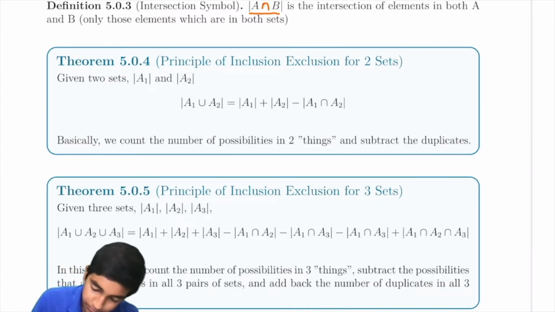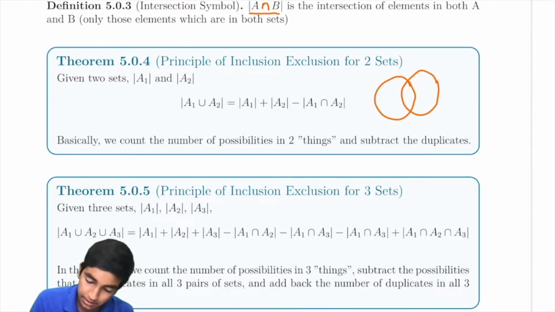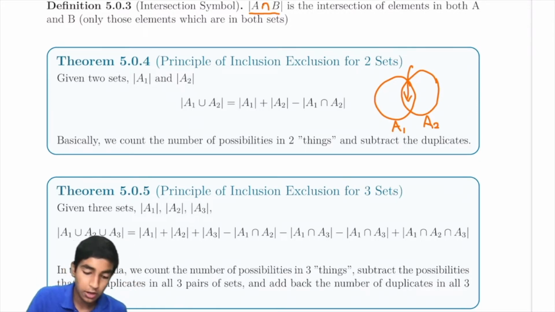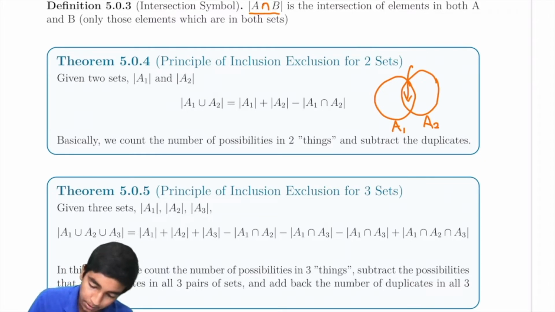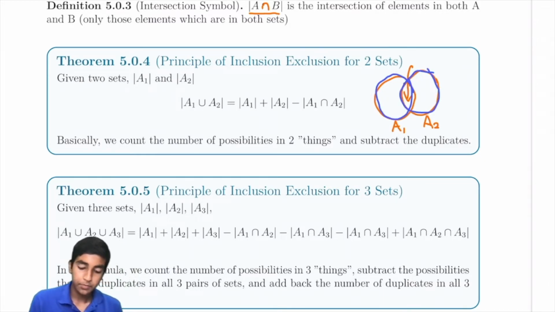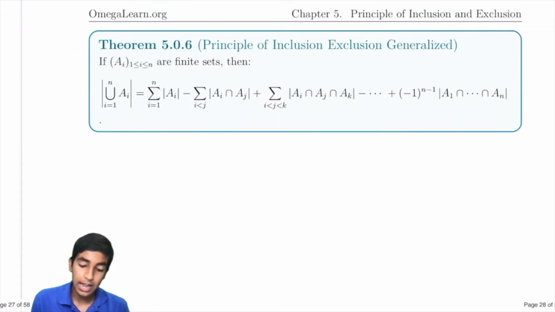If you look here, it looks like a Venn diagram. Basically, this is A1, event 1, this is A2, whatever the second thing is, and this is the intersection. The union, or such that either event happens, is just each event separately, so each circle, and then subtracting the intersection because it's counted twice. And we'll come back to the principle of inclusion and exclusion for three sets. But first, let's look at an example.